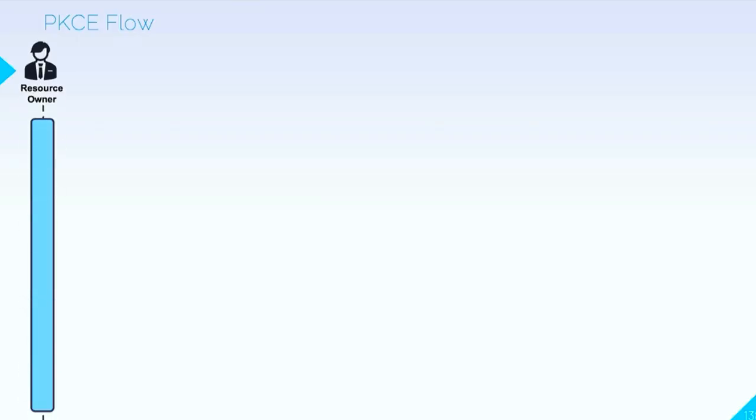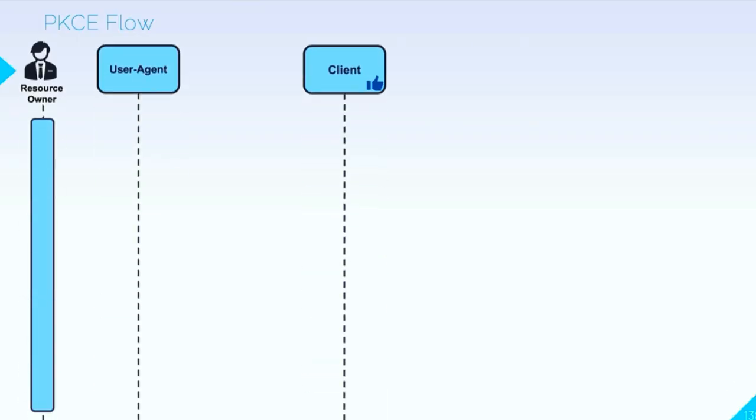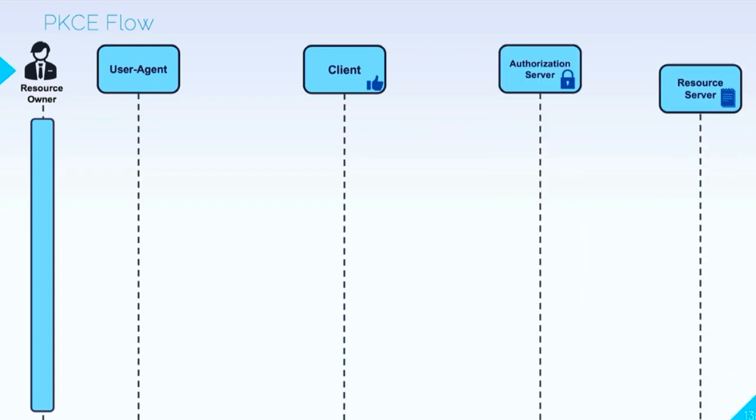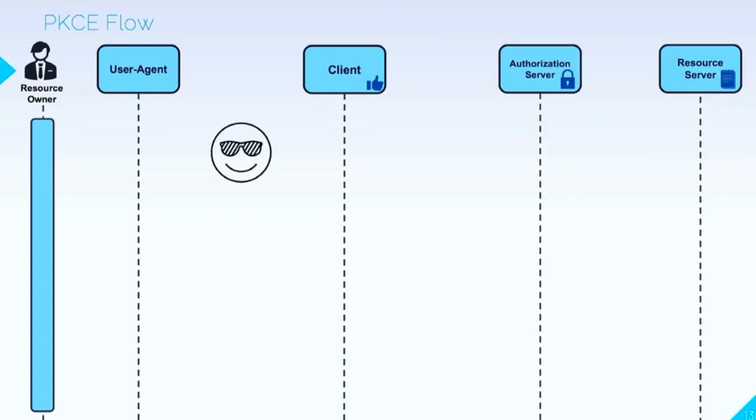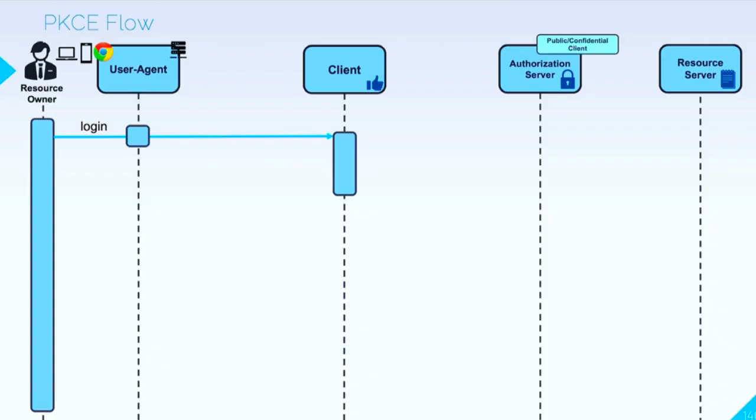Since we already have a solid understanding of the authorization code flow, we can jump directly into the sequence diagram and see how the PKCE flow adds security. We have the same familiar players: the resource owner, the user agent, the client application, the authorization server, and the resource server. The cool thing about PKCE is that it supports both public clients and confidential clients. This makes it suitable for a wide range of applications, including browser-based applications, native mobile applications, desktop applications, and even traditional server-side applications.